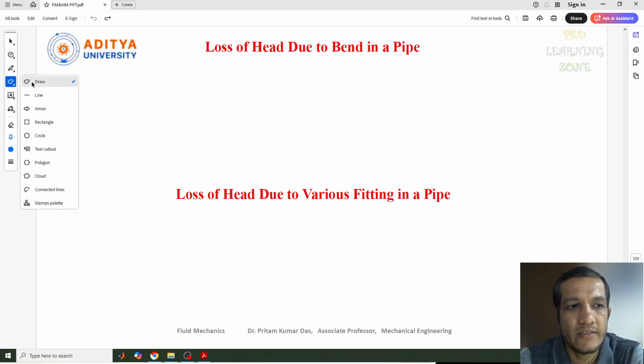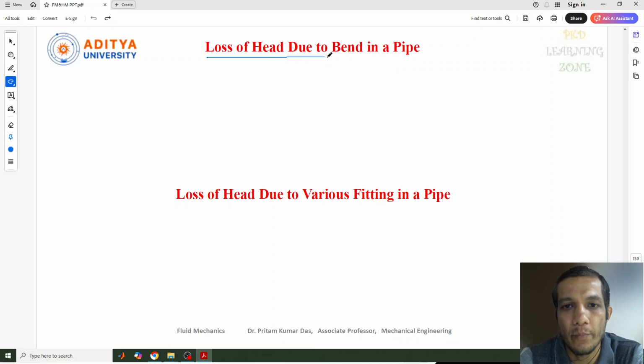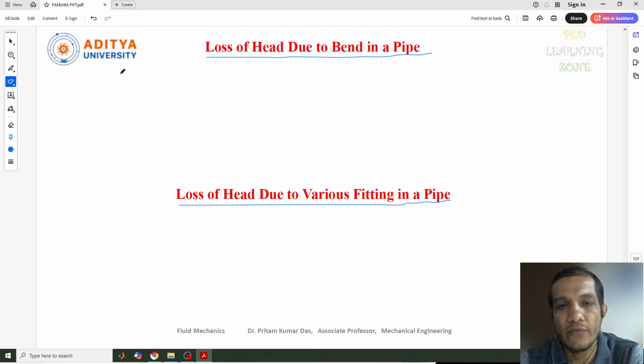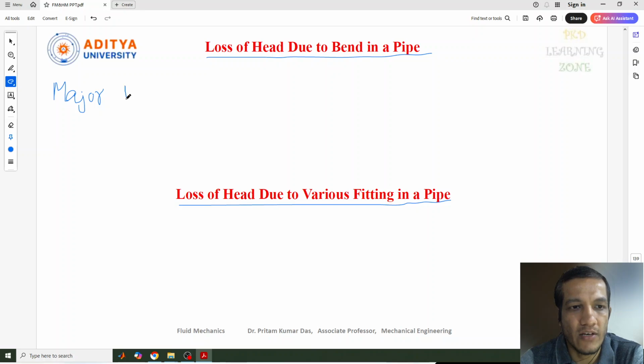In this lecture, we'll discuss the loss of head due to a bend in a pipe and the loss due to various fittings in a pipe. In the last few lectures, we have been discussing the loss of head, or the loss of energy, when fluid flows through a closed pipe. The loss of energy takes place mainly due to two reasons: one is major loss, another is minor loss. We have already discussed the major loss, and we are discussing minor loss right now.